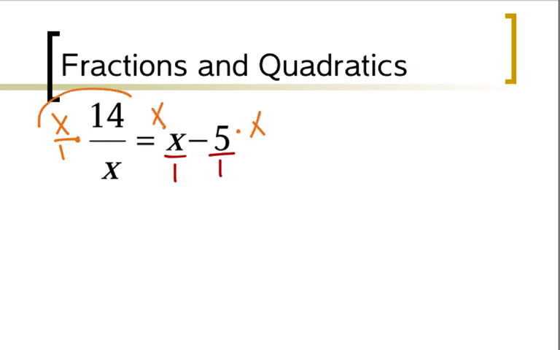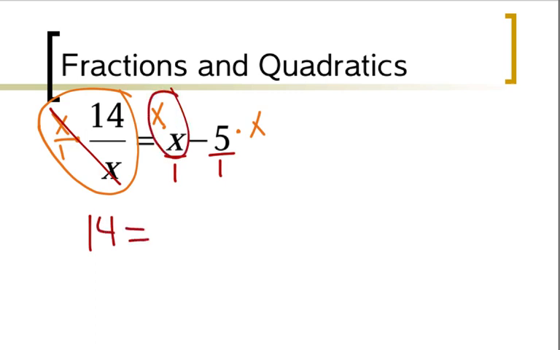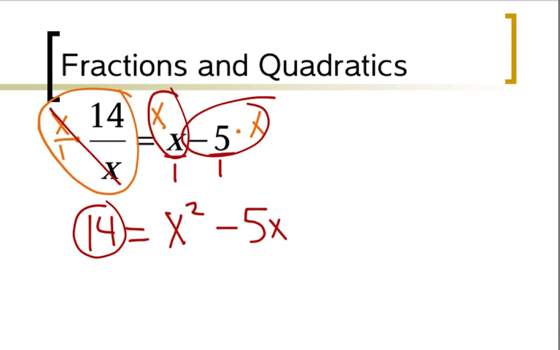What happens is I end up with this canceling, the x's are gone, and that gives me just 14 equals, these multiply to be x squared, and then I get negative 5x. So my problem that looked really complicated at the beginning is now much better. So I can rewrite it. I want to move the 14 over, subtract it, and I can rewrite it to be x squared minus 5x minus 14 equals 0. Okay?